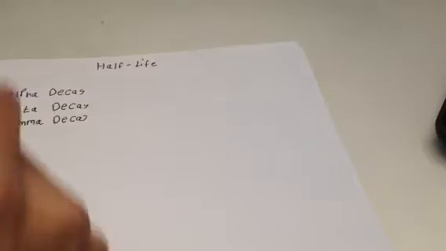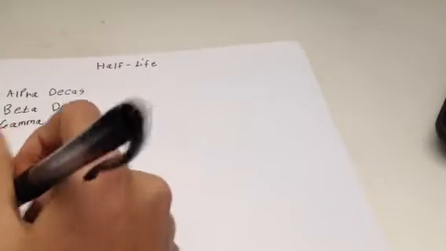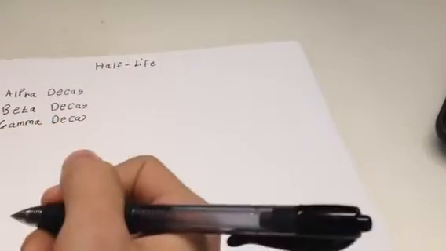There is alpha decay, beta decay, and gamma decay. And I will go into all of these types of decays and radioactivity in another video. This video is simply on half-life. So let's do some practice half-life problems.